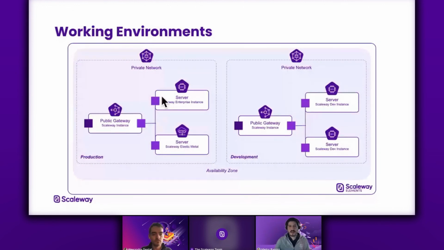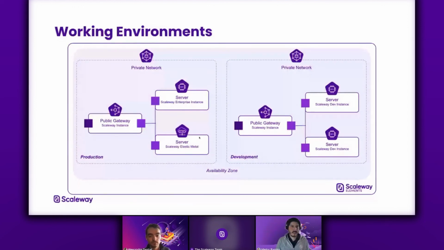So the idea here is that you mirror the architecture, because that's something that we want as developers. We want to have something that is as close as possible to the production environment. And then you can ask yourself if you want to have the same servers or maybe fine tune for cost management, for instance, the resources that you have. So for instance, in your development environment, inside this private network, you use development instances, while in the production environment, you will be using an enterprise instance or maybe even Elastic Metal.